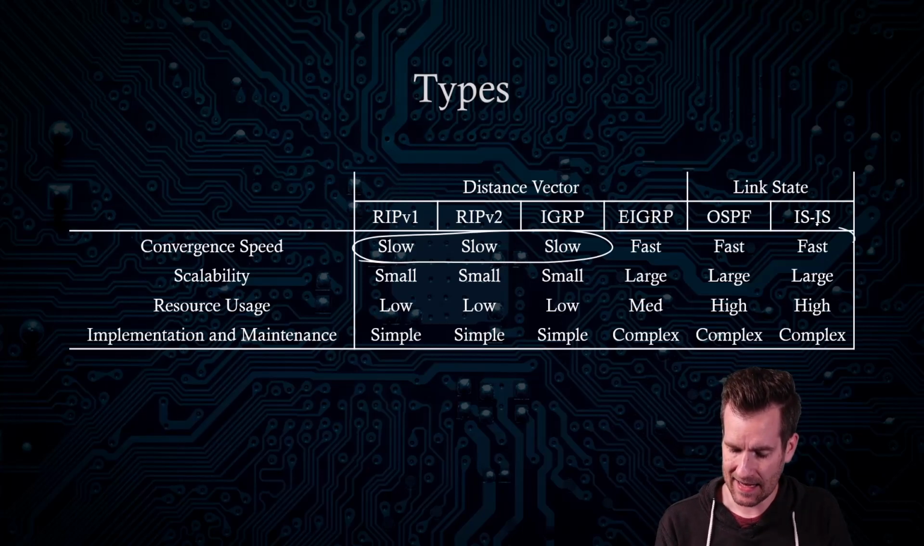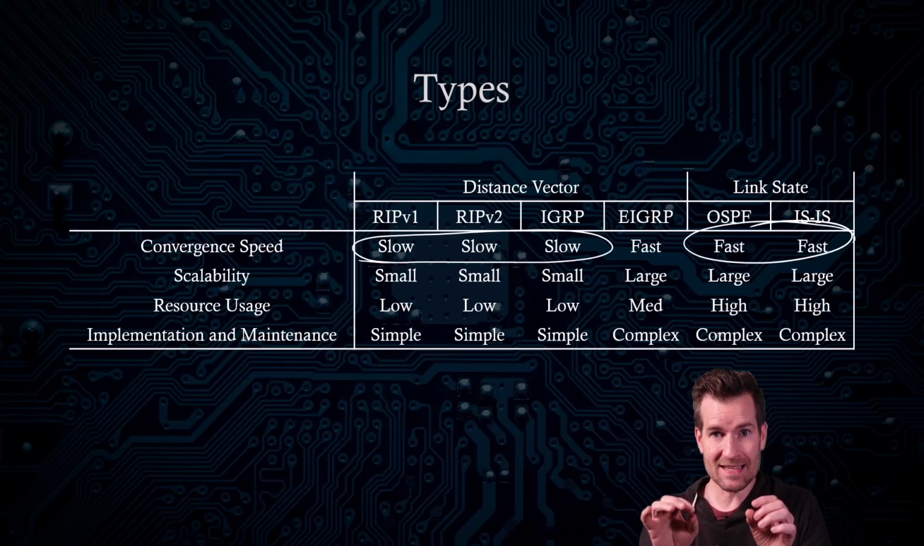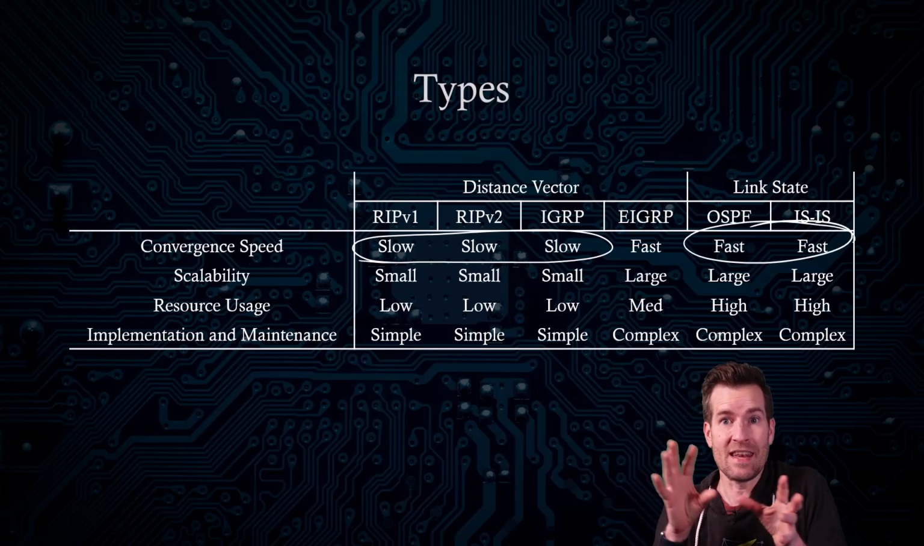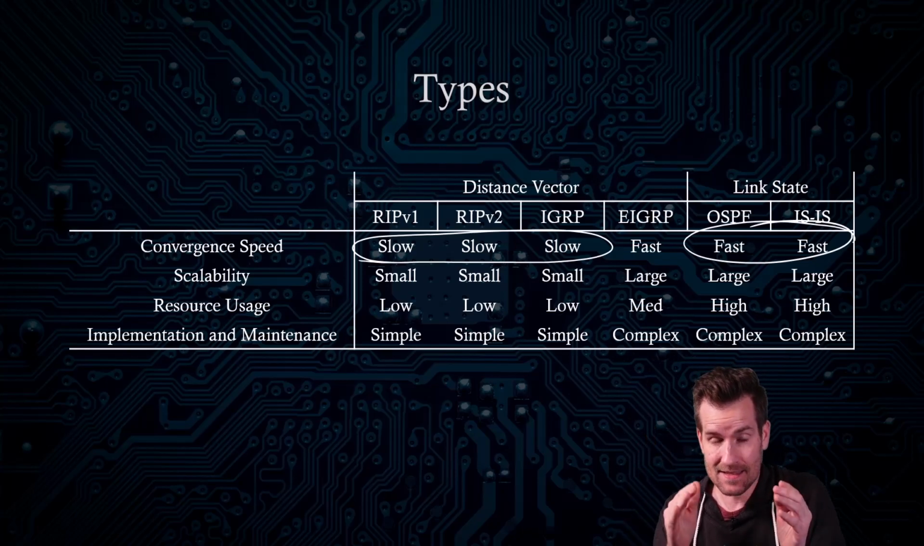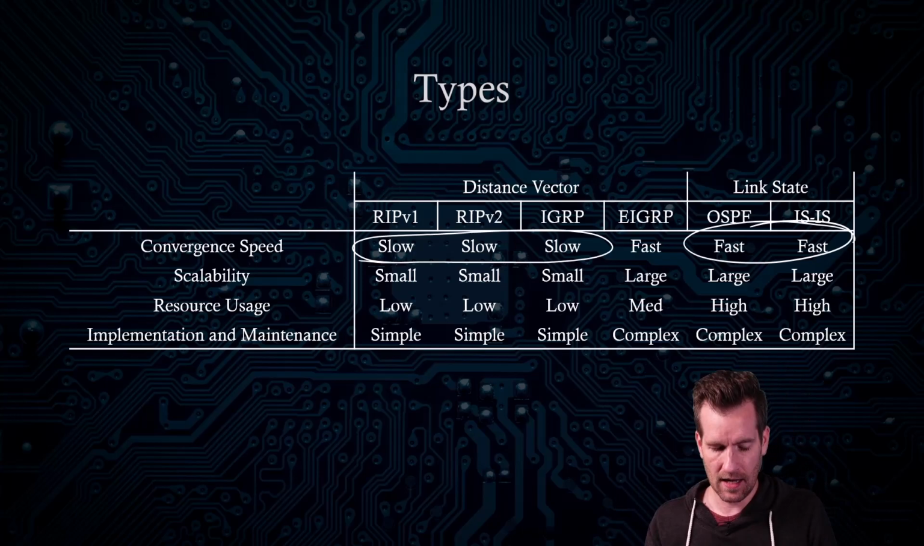Versus the link state tends to be faster because it's sending out just bits and pieces about each of the networks, each of the links. It's the link state once again. So each of the links and the state that they're in.